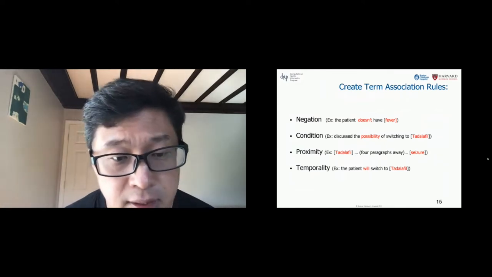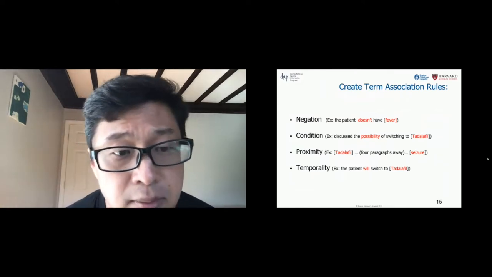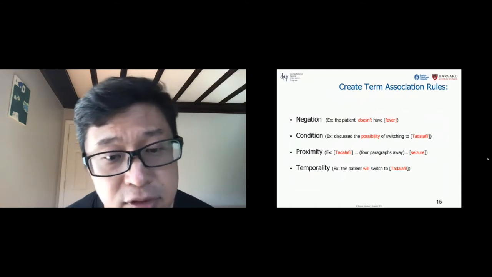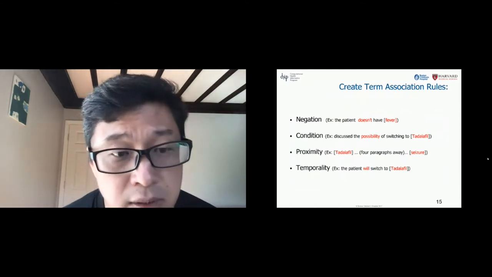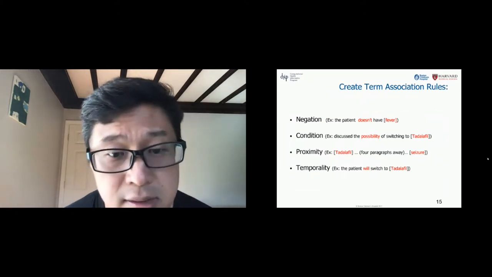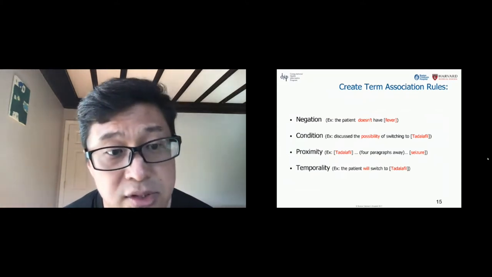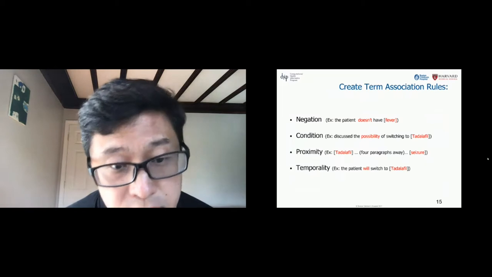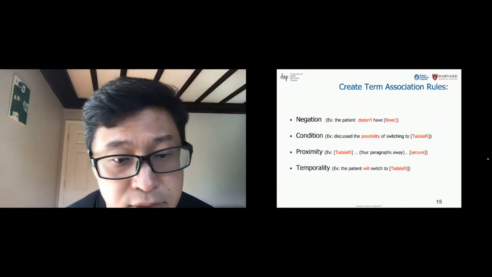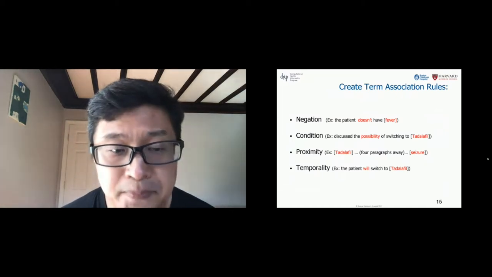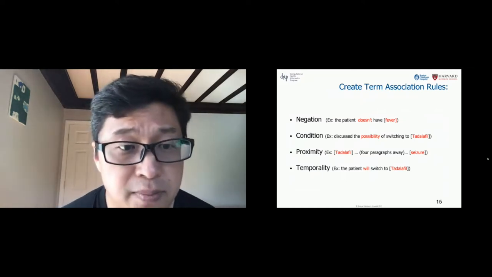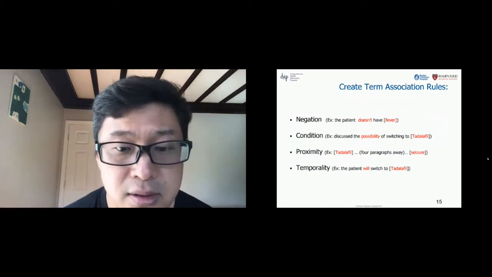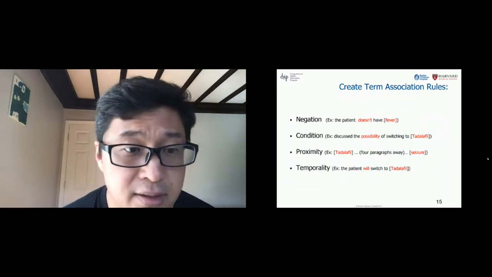Another thing is called a condition. Many times, the patient and the physician are just discussing the possibility of using a drug. So in this sense, the drug should not be taken into consideration as well. So it's called conditional. The third rule is called proximity. As you can see, if some medication is mentioned at the beginning of the document, while the adverse drug event is at the end of the document, they are too far away.